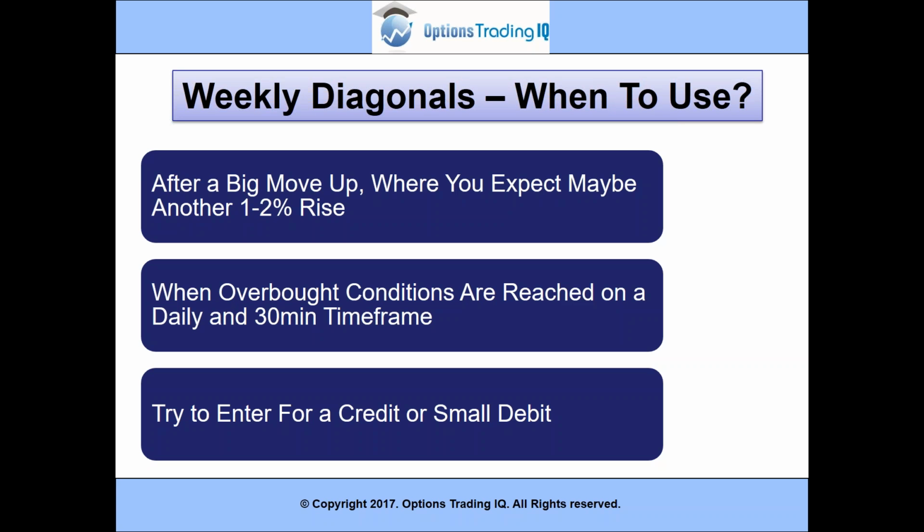Ideally, we want to enter for a credit if we can, so we've got no risk on the opposite side. If we do have to enter for a debit, we want that to be fairly low, so we don't have too much risk on the other side.